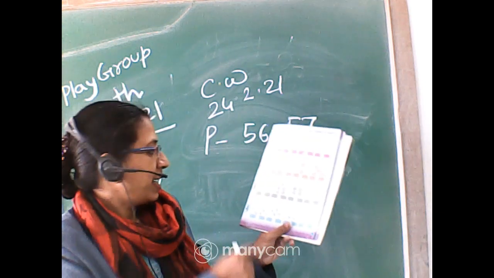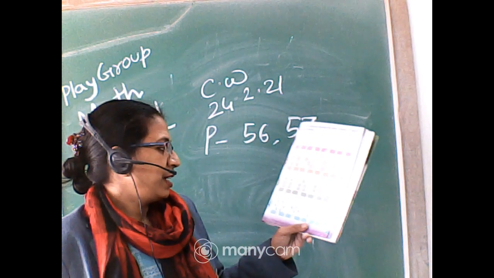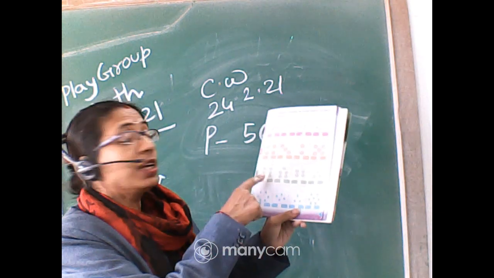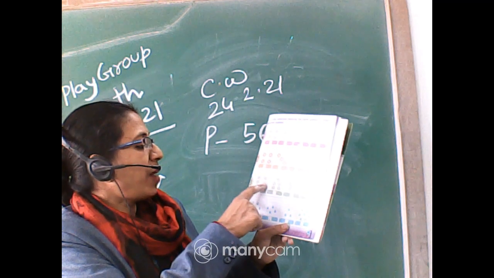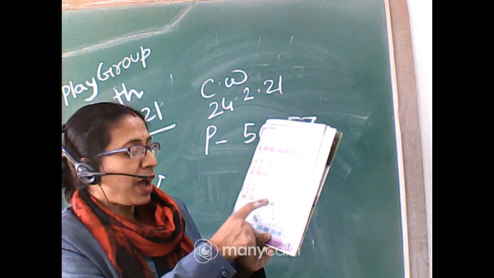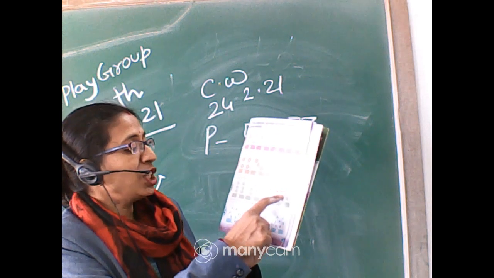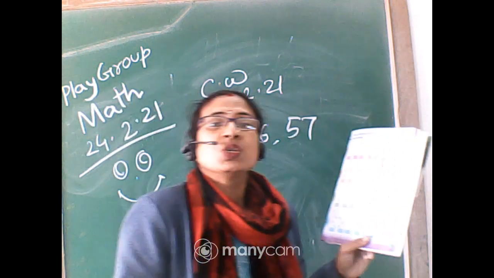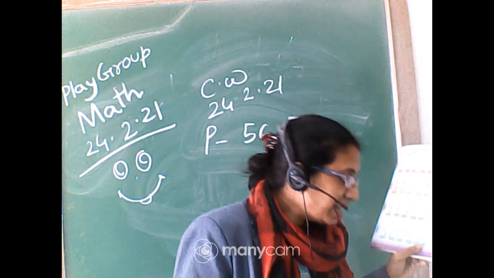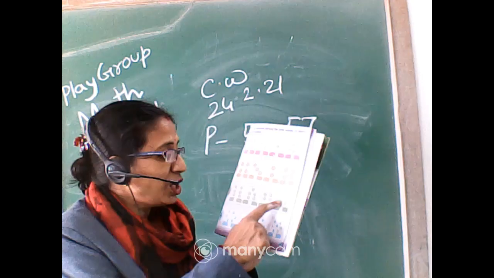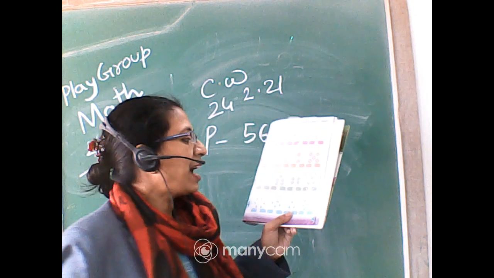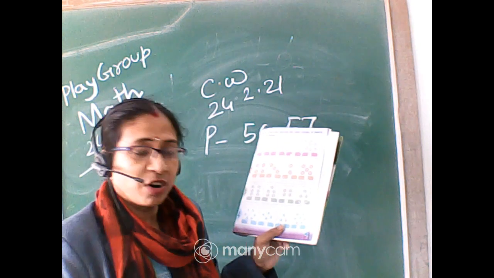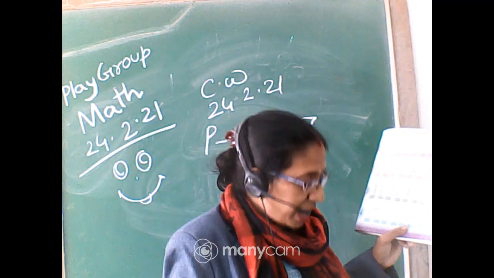Next, number 3. Flowers are there. Count how many flowers. 1, 2, 3, 4, 5, 6. 1, 2, 3, 4, 5. 1, 2, 3, 4 and 1, 2, 3. So, the last one is 3. So we tick the last box. Very good, Moinul.